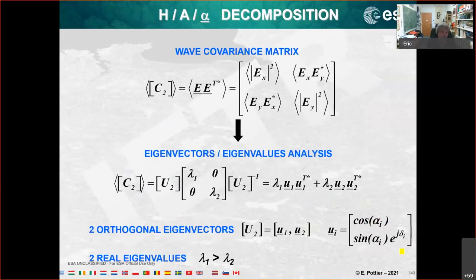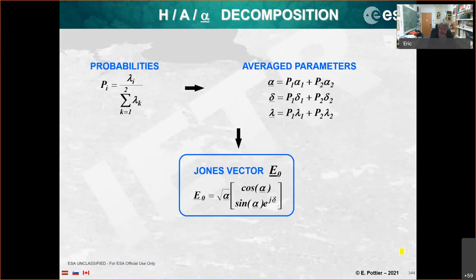About the eigenvector and eigenvalue decomposition, we have already seen the eigenvectors and the eigenvalues. This is very easy to derive. This is very easy to reconstruct the mean joint vector, exactly what I presented to you yesterday, with the average alpha parameter, average delta parameter, average lambda parameter.